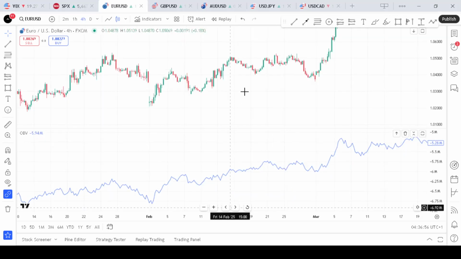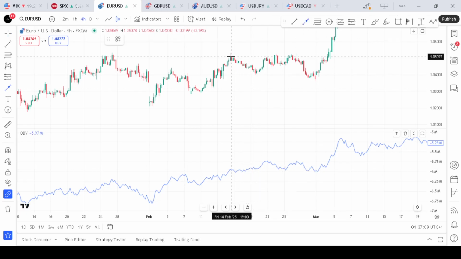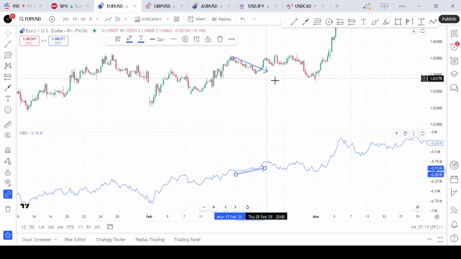You can look at this area in the market. At this area, we can see that price was going to the downside. But if we look at the indicator, we can see that it's rising to the upside. Let's mark this out. See, price is trending to the downside, but if you look at the indicator, it's moving to the upside. This basically means that a potential reversal is on its way. So this is what the divergence is all about.